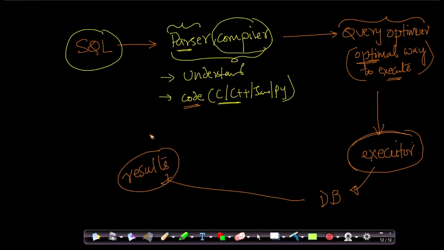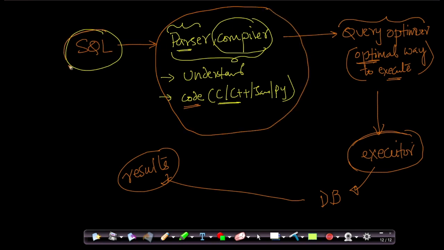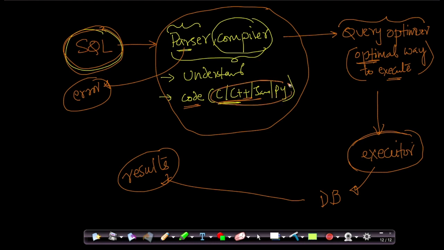Again, I'm simplifying this a lot, and I have skipped a lot of things. But it's good to understand that there is a component within the database which parses the SQL query, so that if there is any error in the SQL query syntax, the parser throws an error saying there is an error in your SQL query. The compiler converts this into some procedural language so that it can actually be executed. At the end of the day, you can't execute an SQL query. You need code in C, C++, Java, or Python, because your computers will convert this code into machine level language and execute it.